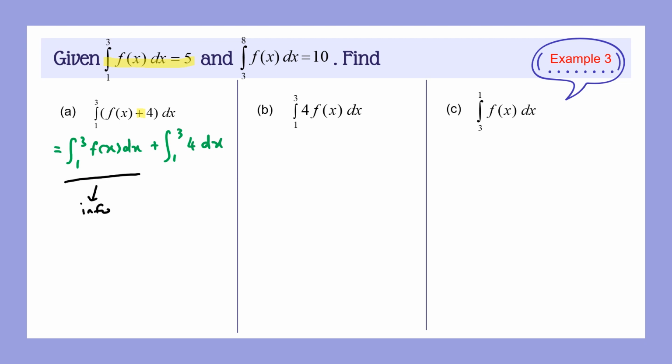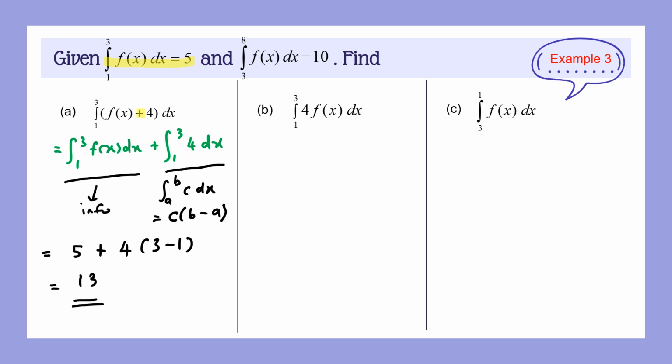And then the integral from 1 to 3 of 4 dx. For this one we can use property number 1, which is the integral from A to B of c dx equals c times B minus A. And then we have 5 plus 4 times B minus A, which is 3 minus 1. Finally, we calculate and we get 13 as the answer.